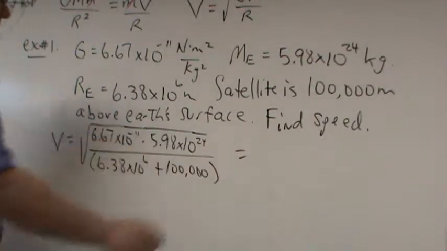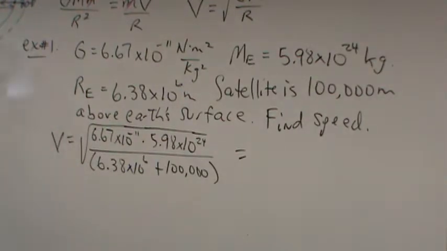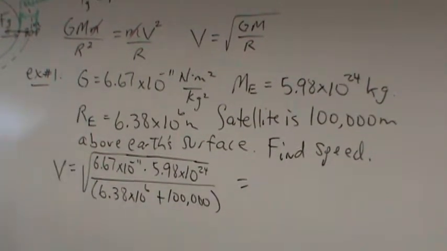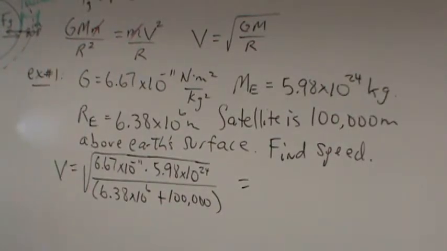I'm hoping that everybody, for their radius, is adding the radius of the Earth to the distance that the satellite is above Earth's surface. If you didn't add those two together, then you're going to get a bad answer.